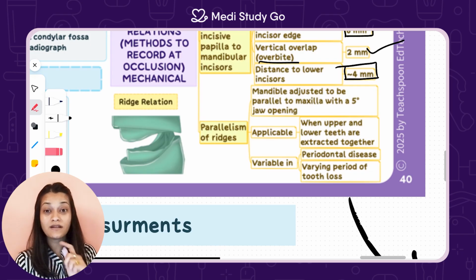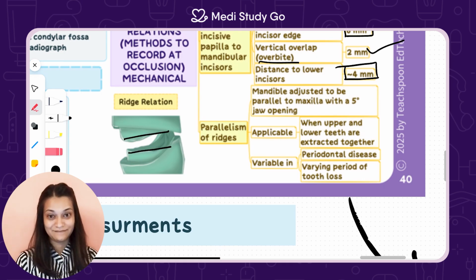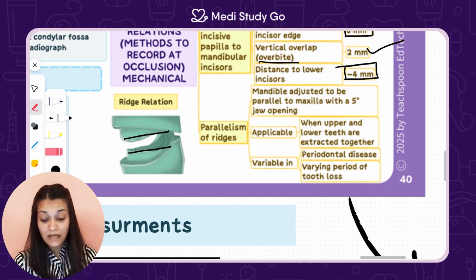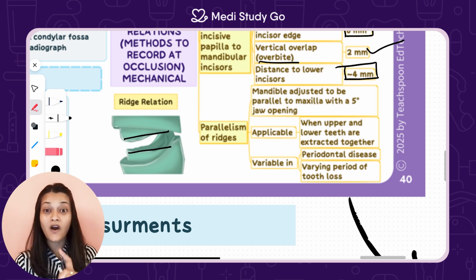Then when we talk about parallelism, I know that when your upper and lower teeth are extracted almost at the same time, what is going to happen? They are going to appear parallel. But if there was a lot of time span between both extractions, and there can be trauma, periodontal reasons, n number of things, and if there was more than 6 months of span between extraction, there will not be parallelism because the rate of resorption is going to differ.